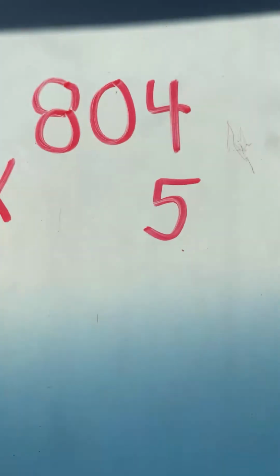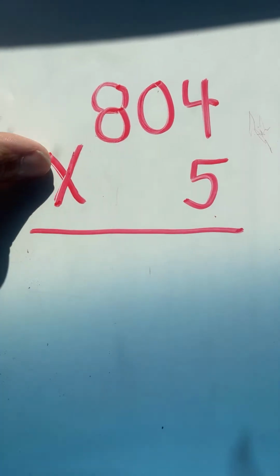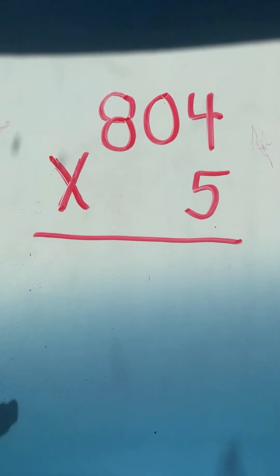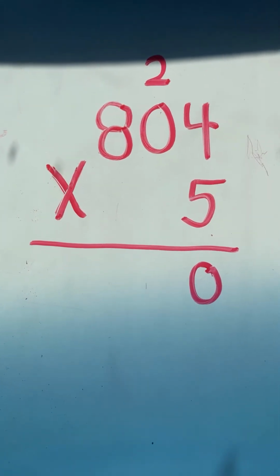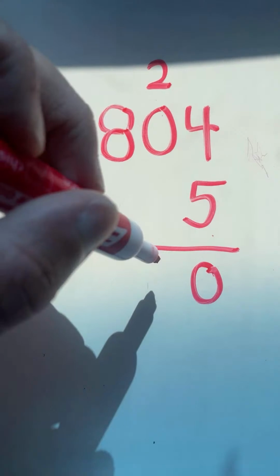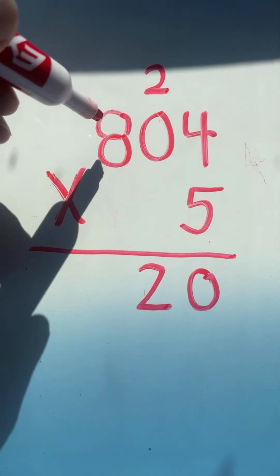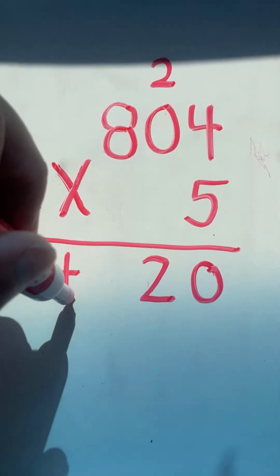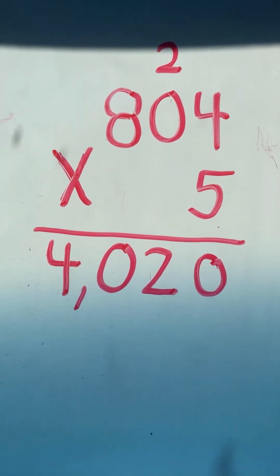All right, 804 times 5. Four times 5 equals 20. 0 carry the 2. 0 times 5 equals 0. We have to add the 2 that we carried over. 0 plus 2 equals 2. 8 times 5 equals 40. And we have our final answer. 804 times 5 equals 4,020.